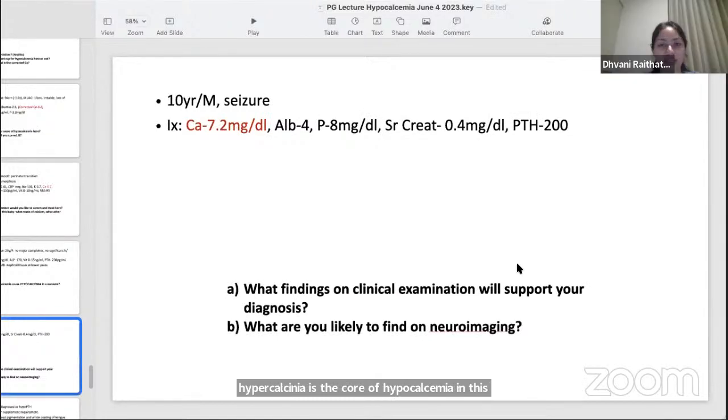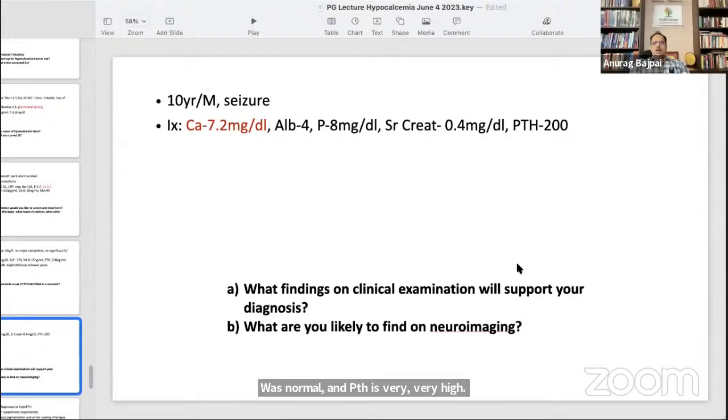Okay, so we have a 10-year-old boy with seizure. Calcium was 7.2, albumin was normal. So we know the corrected calcium was definitely low. Serum creatinine was normal and PTH was very, very high. So high PTH, low calcium. So you've got hypocalcemia, hyperphosphatemia, and hyperparathyroidism. So I think this is very important. We showed this case. So which clinical clue will give you the diagnosis right away? And we'll see if somebody answers that question.